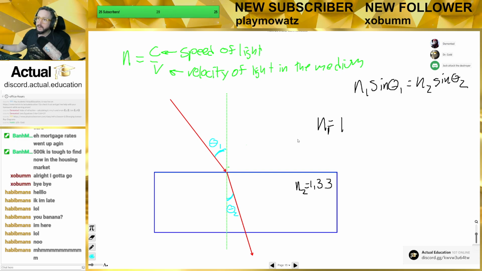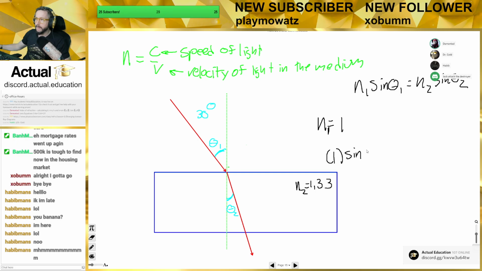So the example we could say here is that this comes in at 30 degrees, and I want to know what angle it makes with the water as it bends in. What you end up doing is you just plug stuff in. So this would be 1 sine of what? What is theta 1 in this case?